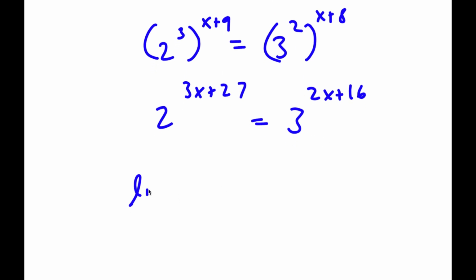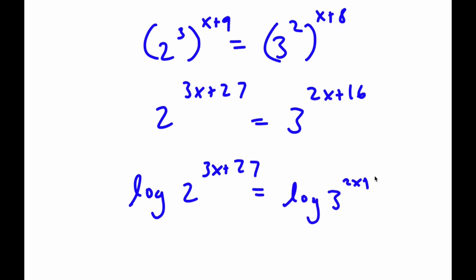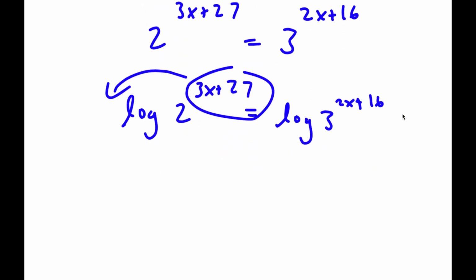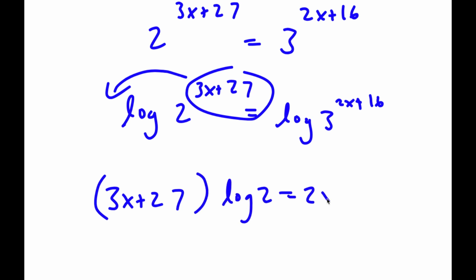Now, if I take the log on both sides, I have log 2 to the power of 3x plus 27 is equal to log 3 to the power of 2x plus 16. Now, I can go ahead and move this to the front, same with this one, so I get 3x plus 27 times log 2 is equal to 2x plus 16 times log 3.